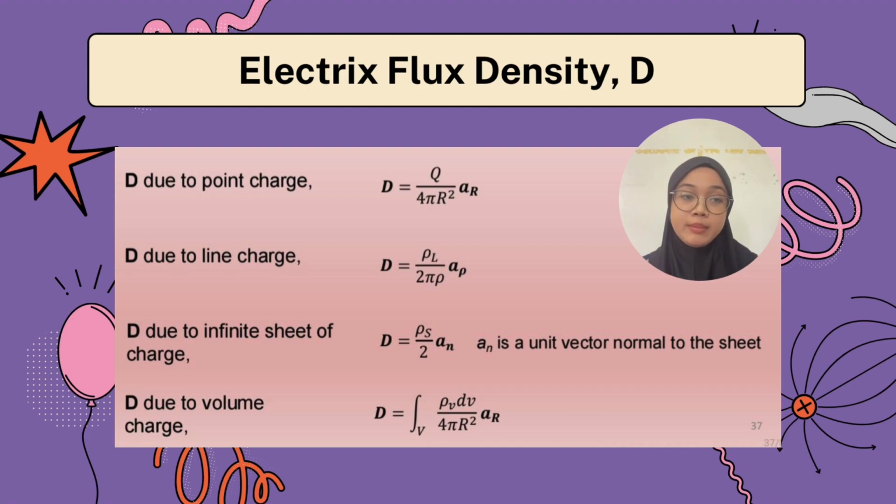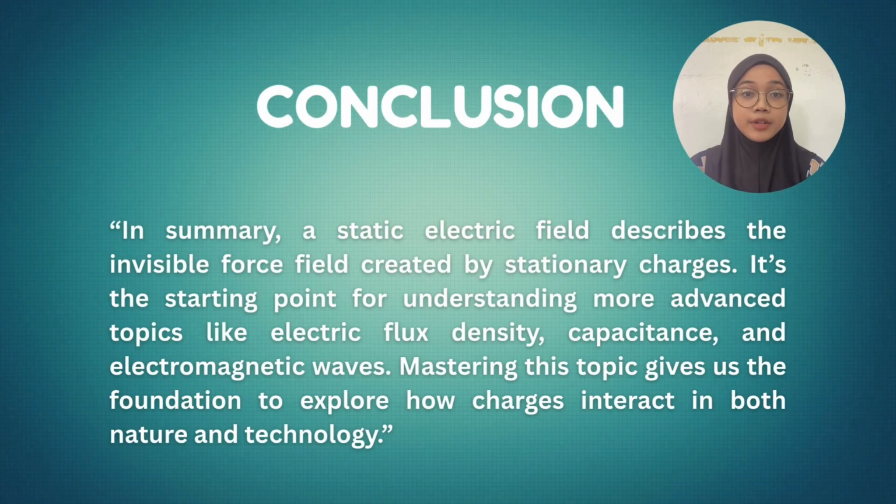The direction is given by the unit vector a hat R, which points radially away from the charge. In summary, a static electric field describes the invisible force field created by stationary charges. It's the starting point for understanding more advanced topics like electric flux density, capacitance, and electromagnetic waves. Mastering this topic gives us the foundation to explore how charges interact in both nature and technology.